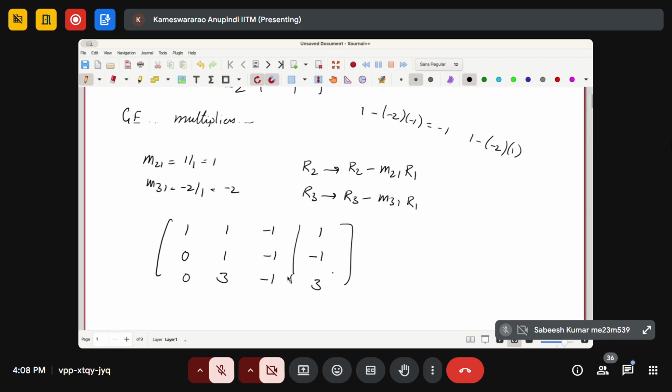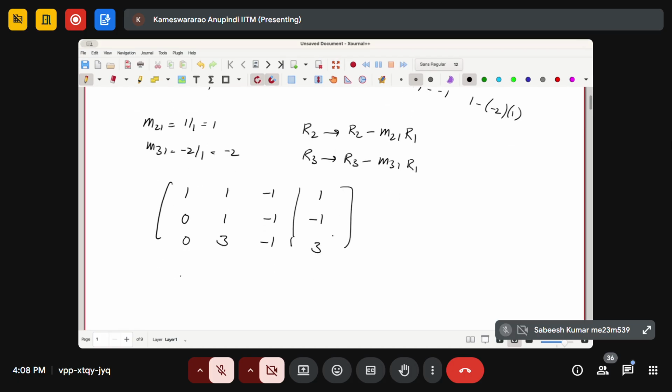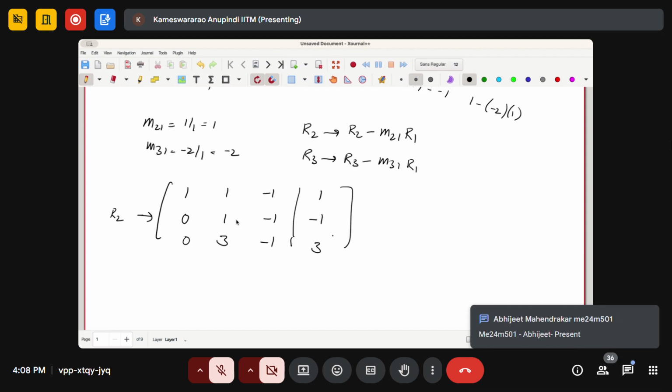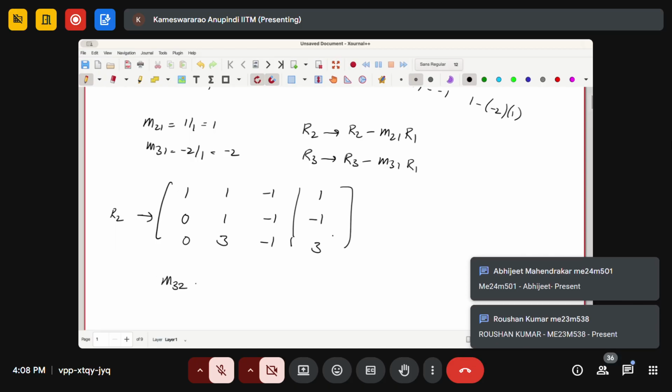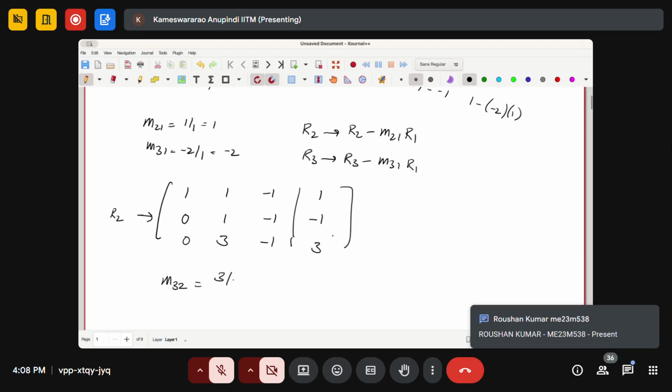Then I can calculate one more multiplier. Now the pivot row is R2, and my pivot element is 1. Of course, here I'm not doing any partial pivoting, because if I did partial pivoting, I would have to move this row to the previous row, because we said we want to keep the pivot as large as possible. Okay, I'm not doing any pivoting. Then we have m32 is going to be 3 upon 1, that is equal to 3. Then my row operation is R3 tends to R3 minus m32 R2.